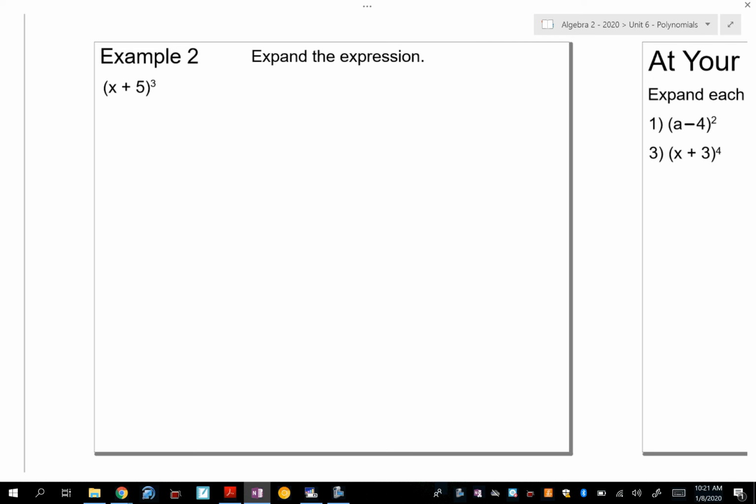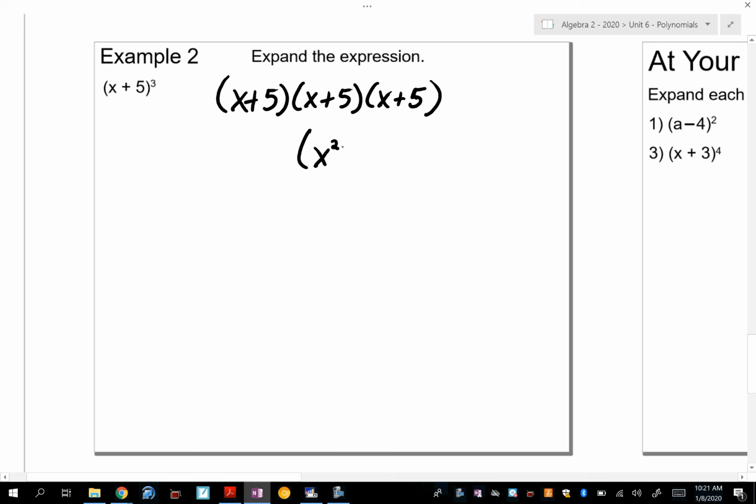So most students would rewrite example 2 as x plus 5 times x plus 5 times x plus 5. Okay? So let's pick 2 of them to multiply. I'm going to pick these 2 at the end. So that's going to be x squared. All right, x times x is x squared. Do you guys see x times 5? Okay, what's that? 5x. What's 5 times x? So when you add that together, you get 10x. If you did number 4 on your boards, that should be familiar, right? The negative 6x and the negative 6x happen twice. And then 5 times 5 is 25.